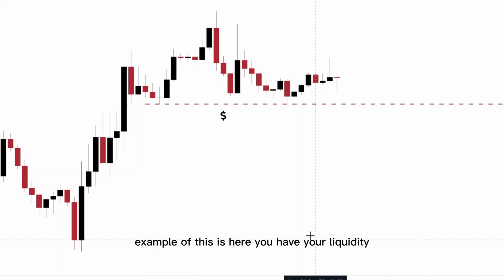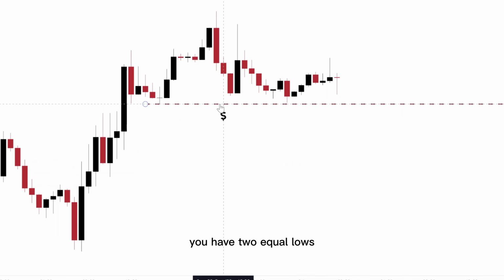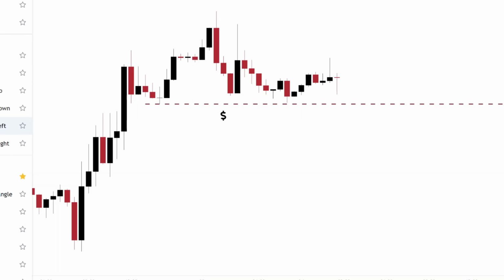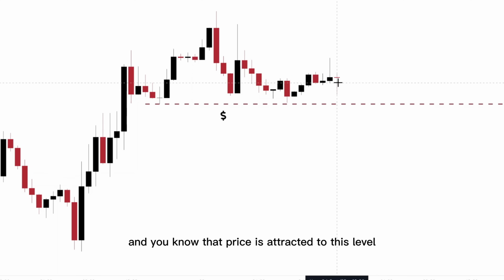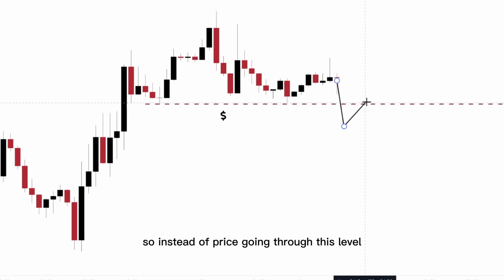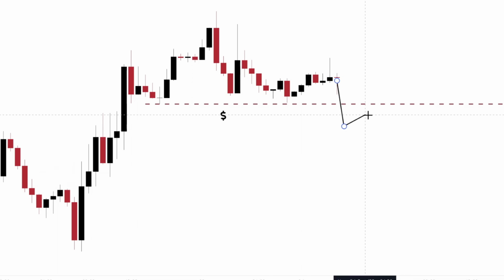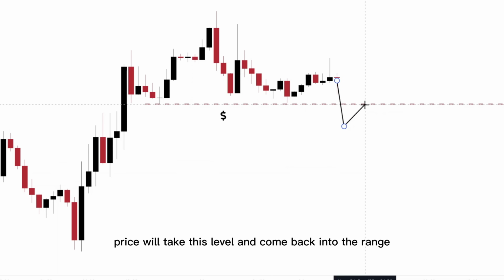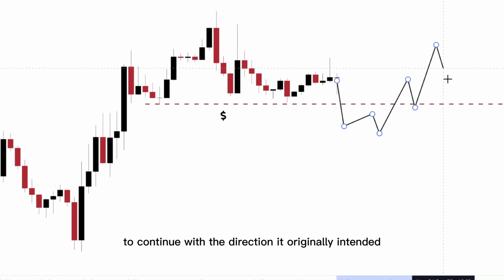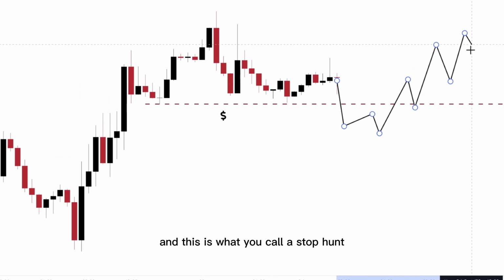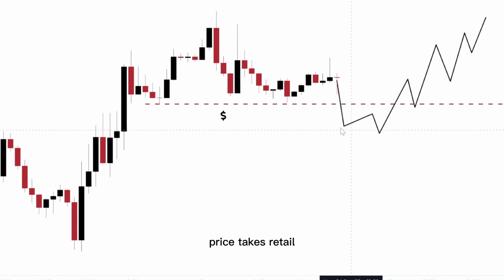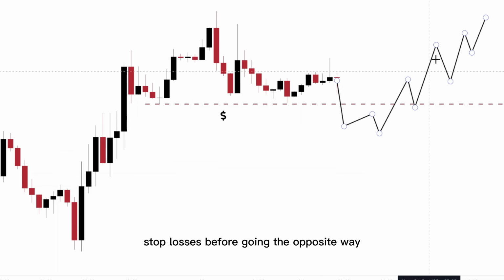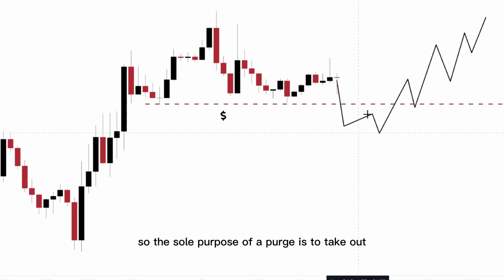One example of this is, here you have your liquidity. You have two equal lows. And you know that price is attracted to this level. So instead of price going through this level and just continuing lower, by just running through it, price will take this level and come back into the range to continue with the direction it originally intended. And this is what you call a stop hunt. Price takes retail stop losses before going the opposite way. So the sole purpose of a purge is to take out the liquidity.